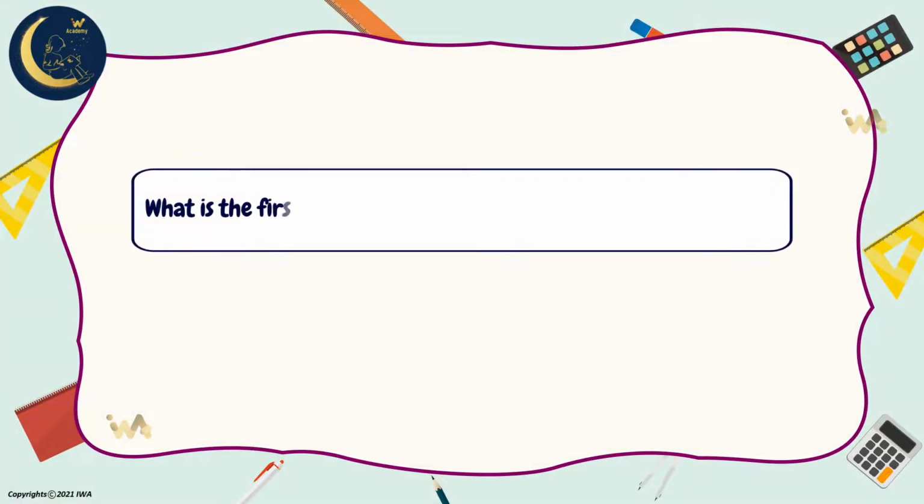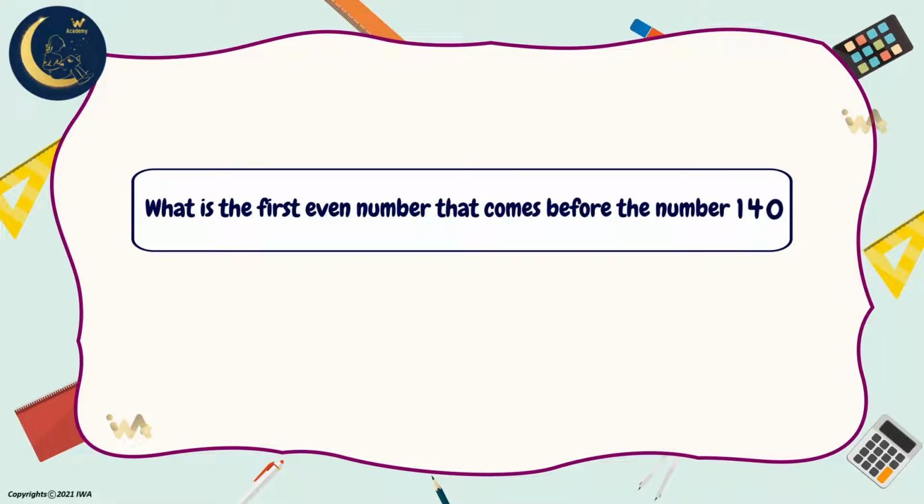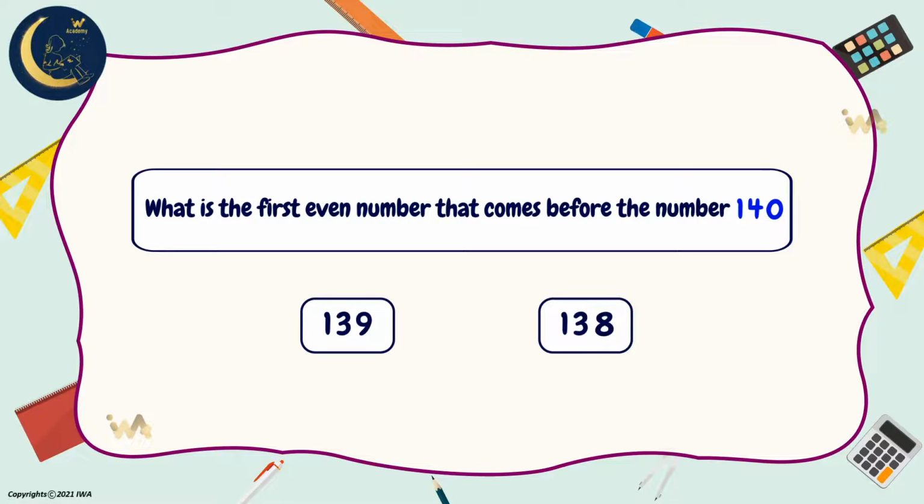What is the first even number that comes before the number 140? We want the even number that comes before the number 140. How do we know? Let us count together. 140, 139, and before it, 138. Well, which one is an even number? Excellent, it is the number 138. This is because the number in the ones place is 8, which is an even number.